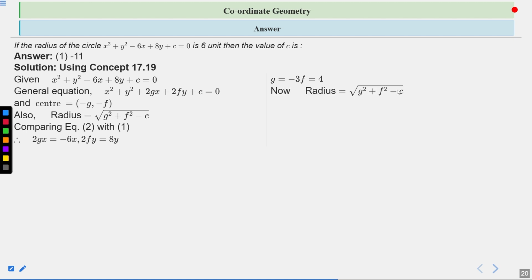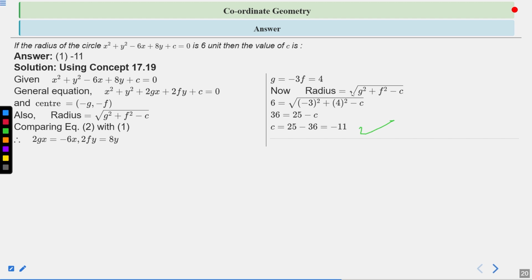So the radius will become under root g square plus f square minus c. Just putting the value g equals to minus 3 and f equals to 4, the radius will become under root in the bracket minus 3 square plus 4 square minus c, which is equal to 6. Radius is given as 6 unit. So 36 equals to 25 minus c. So we get the value of c, which becomes 25 minus 36, which is minus 11. So the first one is the correct answer of this question.